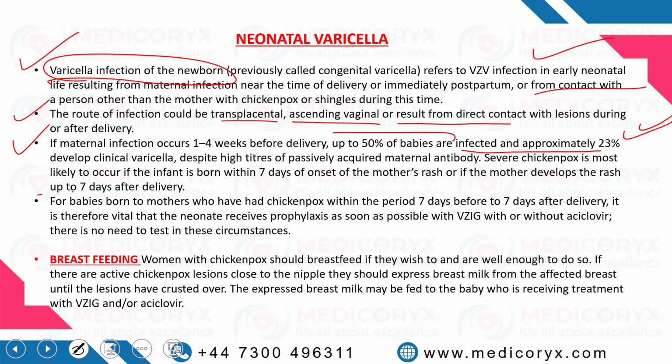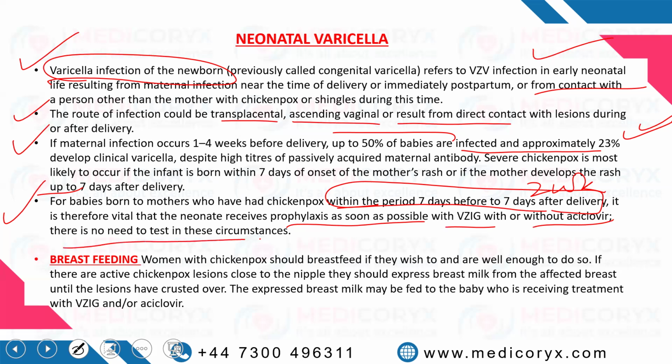Okay, makes sense. For the babies born to mothers who have had chickenpox within the period 7 days before to 7 days after delivery, that means 2 weeks, right? It is therefore vital that the neonate receives prophylaxis as soon as possible with VZIG, with or without acyclovir. There is no need to test in these circumstances because either way, there are high chances that this virus will transmit from mother to the baby.